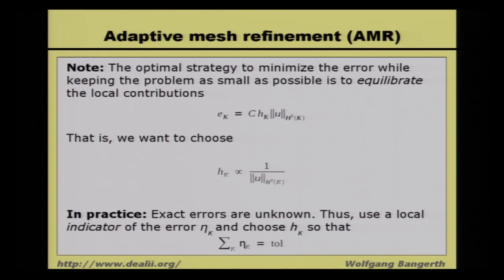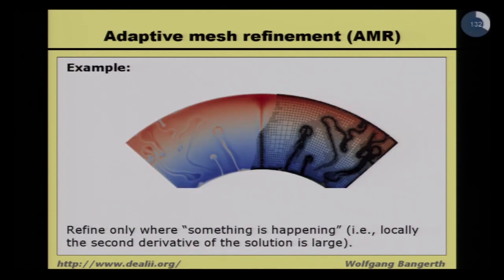So let us call these indicators eta, and then the equation that we want to satisfy is we want to make h small enough so that the sum of the error indicators roughly equals the tolerance. So here's an example of how this should look.